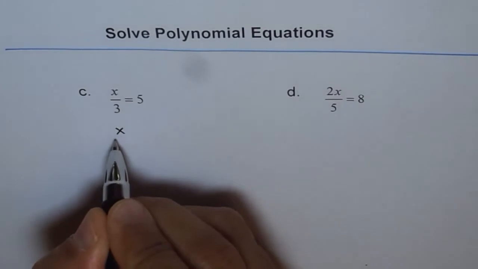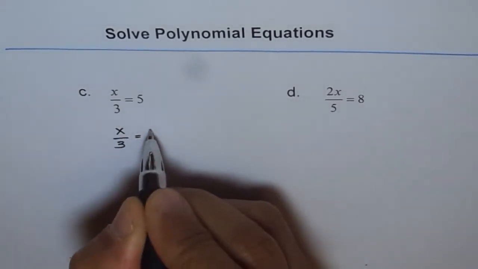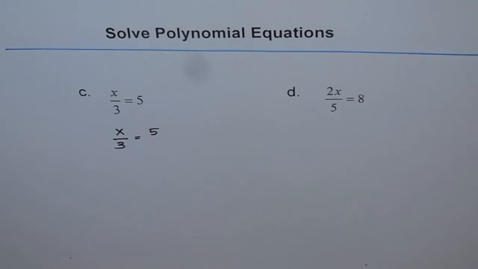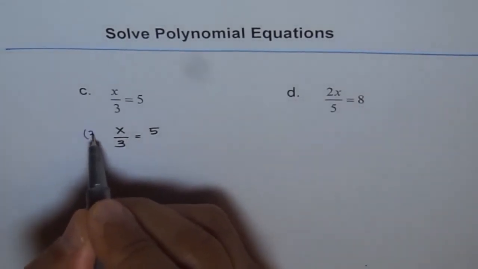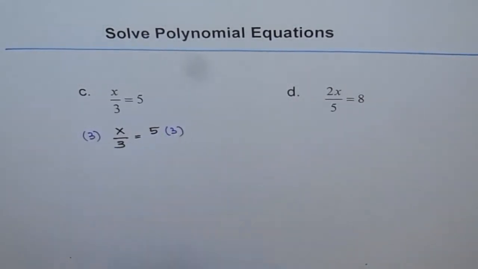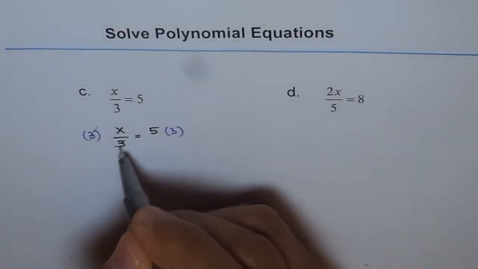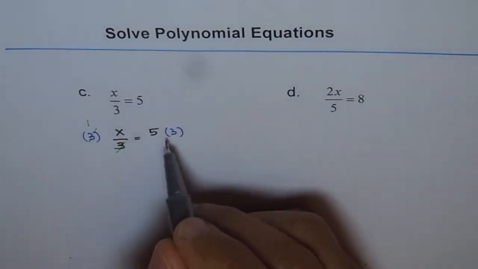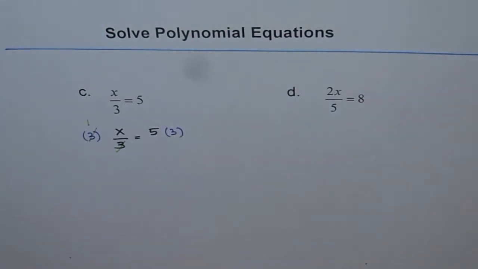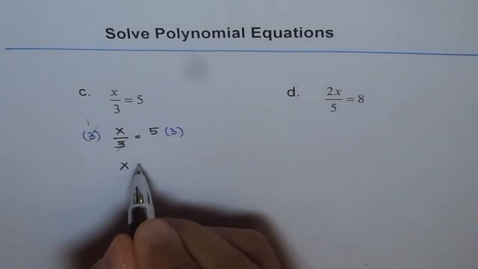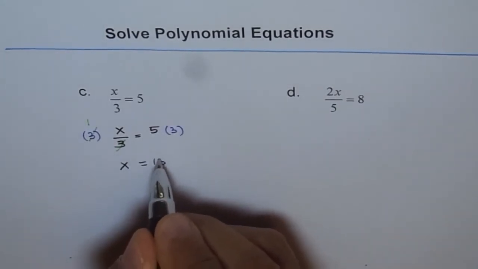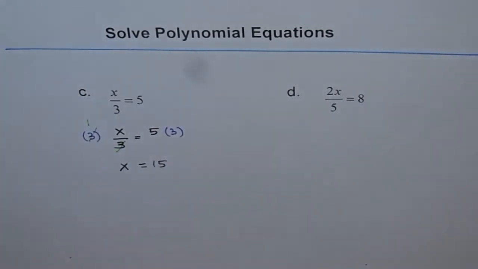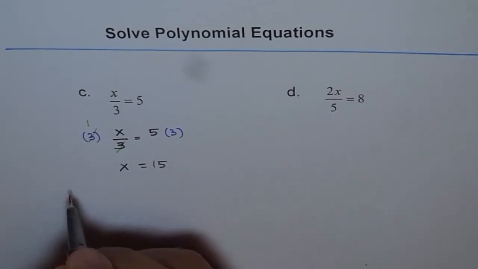See, the equation is x over 3 equals 5. And what we do now, we multiply both sides by the number 3. Correct? If you do so, then 3 divided by 3 is 1, and 1 times anything is the number itself or the variable itself. And here you get 5 times 3. So once you do that, you're left with x is equal to 5 times 3, 15, and that is the solution. It is as simple as that. Correct? We are done.